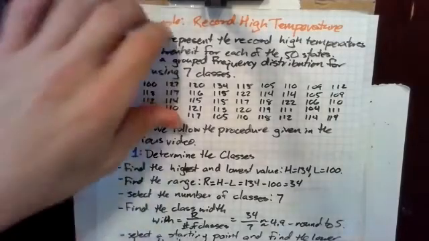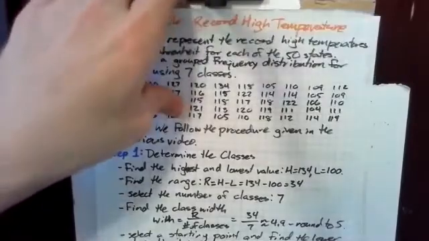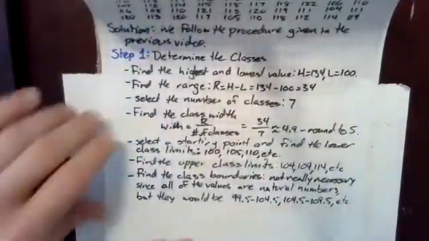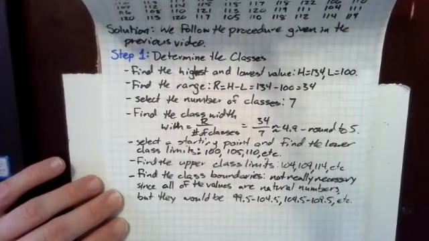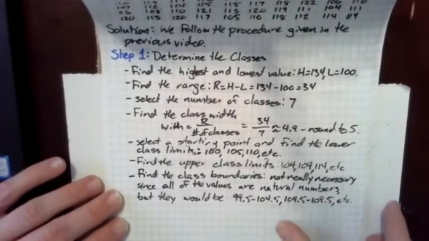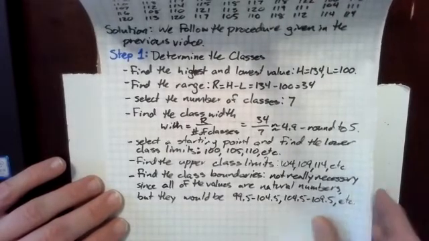Sorry, I forgot to move this up. There we go. And then we find the class boundaries. This isn't really necessary since all the values are natural numbers, but they would be 99.5 to 104.5, 104.5 to 109.5, and so forth. And I will include those in the final frequency distribution for the sake of showing you what it should look like.